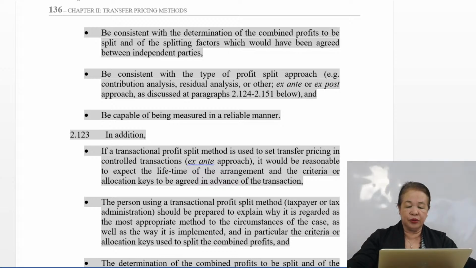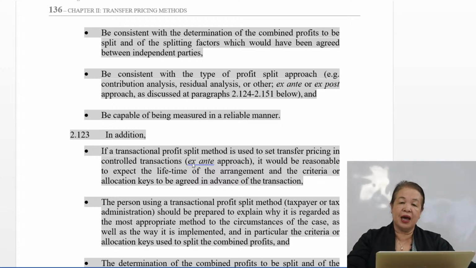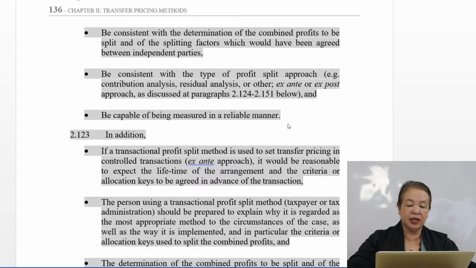So in addition, if a transactional profit split method is used to set transfer pricing in controlled transaction or ex-ante approach, it would be reasonable to expect the lifetime of the arrangement and the criteria or allocation case to be agreed in advance of the transaction, no? So ito yung before pa may agreement na yung parties. The person using a transactional profit split method, or taxpayer, tax administration should be prepared to explain why it is regarded as the most appropriate method to the circumstances of the case, as well as the way it is implemented, and in particular the criteria or allocation case used to split the combined profit.